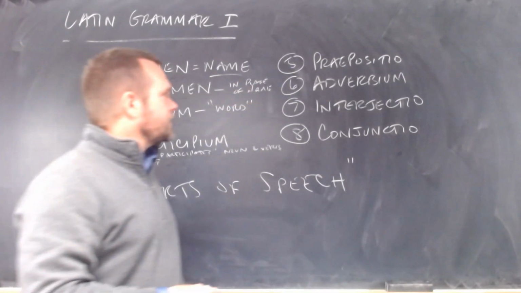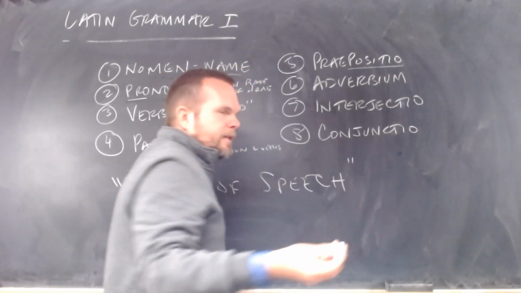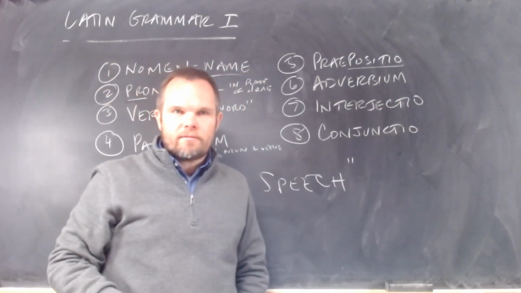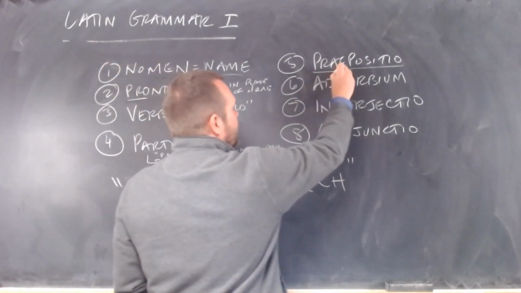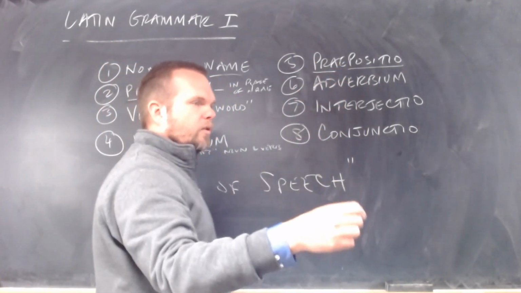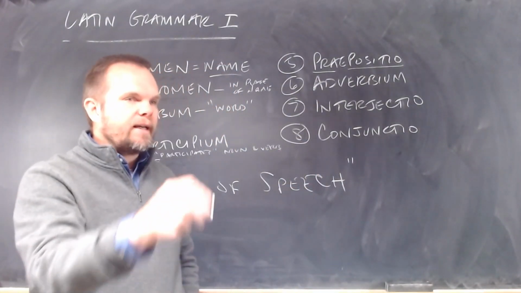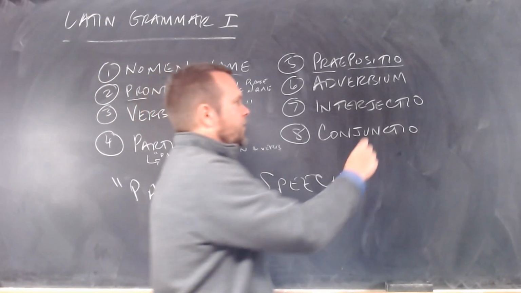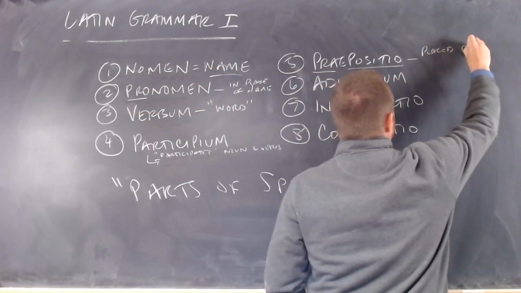Now on to the next set. Prepositio. Positio means position or place, right? Positio, that's easy. Position. Pre means before. So prepositio means a word that is placed before another word. Placed before a name.